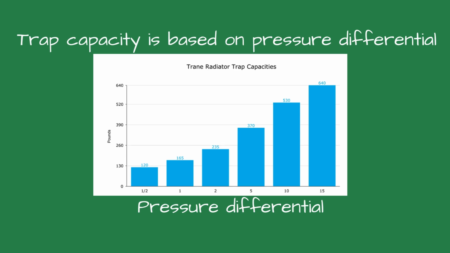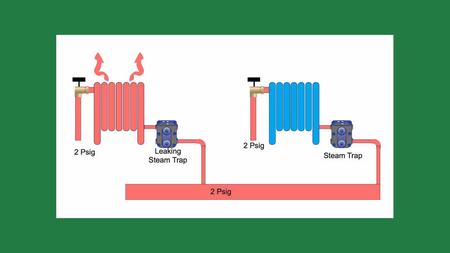The next thing I want to discuss is steam trap capacity. The pressure differential across the steam trap dictates the capacity of the trap. The higher the pressure differential, the greater the discharge capacity. This works great until one of the other traps starts leaking and fills the condensate piping with steam. Troubleshooting this will drive you nuts.